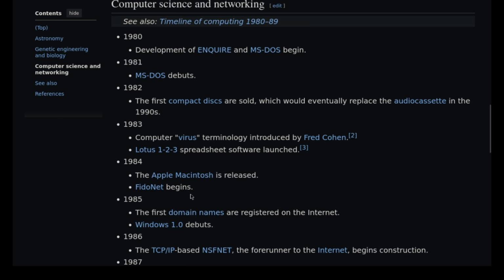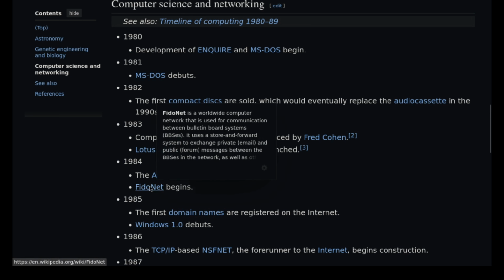In 1984, FidoNet begins. What is FidoNet? A worldwide computer network that is used for communication between bulletin board systems, BBSs. It uses a store and forward system to exchange private email and public forum messages between the BBSs and the network as well. It would be nice if these previews that Wikipedia offers either showed the full explanation or truncated it in a way that wasn't so abrupt.